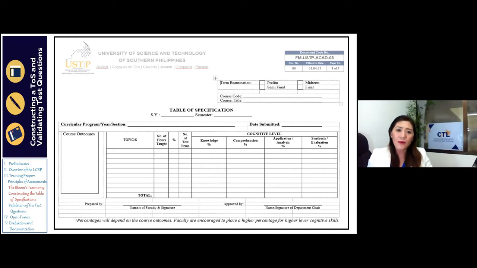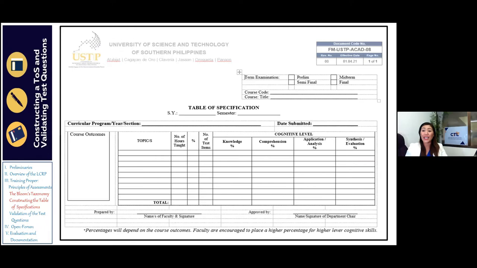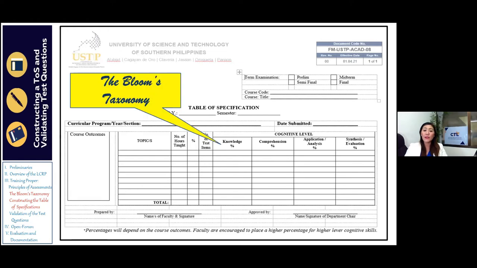So this is our TOS, the Table of Specification. In other universities, it is with an S, table of specifications, but table of specification is also fine. If you notice, when we prepare the table of specification, there are knowledge, comprehension, application, analysis. These are from Bloom's taxonomy.